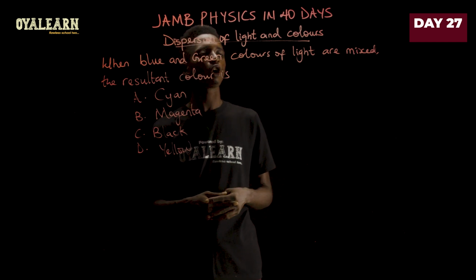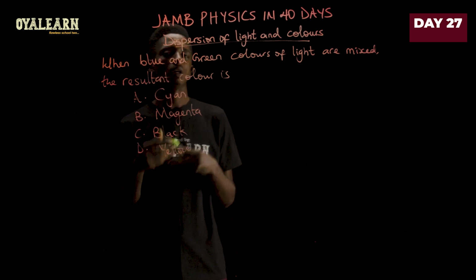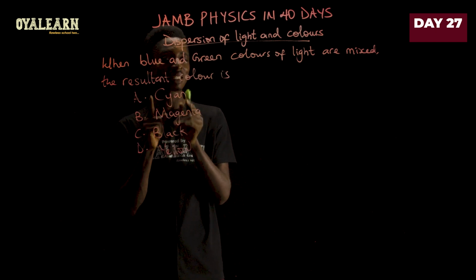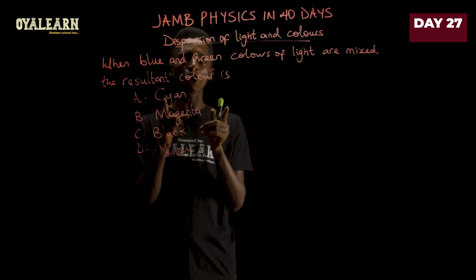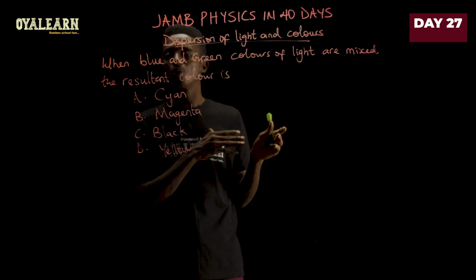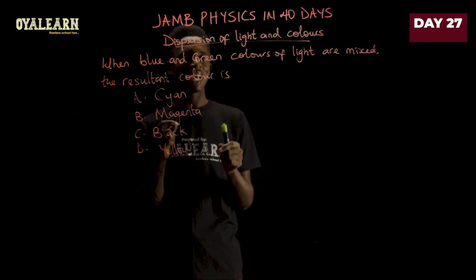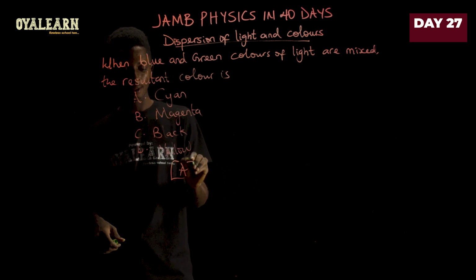When blue and green colors of light are mixed, the resultant color is now... In this case, you see that what is mixed here is light, not pigments. So when you mix colors of light, blue and green, what you are going to get is a greenish blue color that is known as cyan. So the correct answer here is option A.